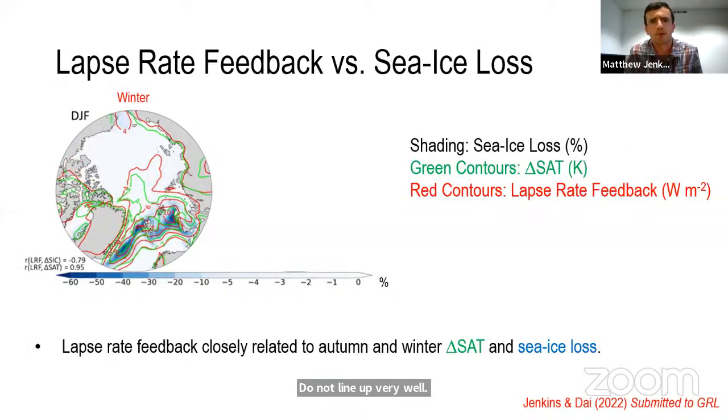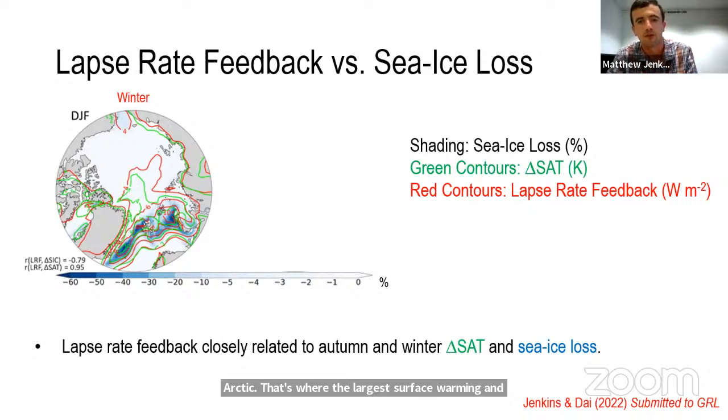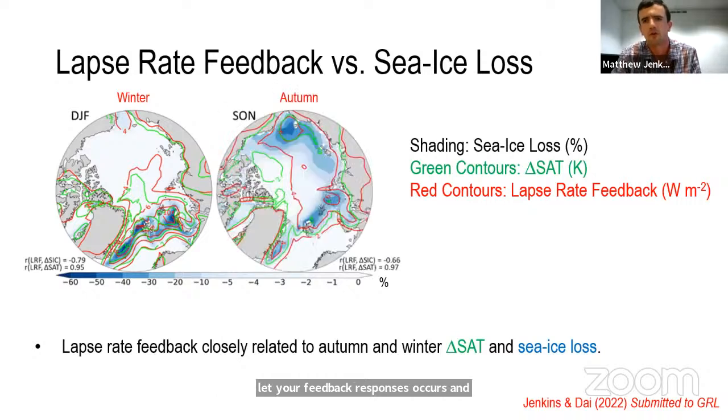But looking at a map of the lapse-rate feedback and the sea ice loss, where the shading in this figure is the sea ice loss, the green contours are the surface warming, and the red contours are the lapse-rate feedback, we can see that where there's large sea ice loss along the Atlantic sector in the Arctic, that's where the largest surface warming and lapse-rate feedback response occurs. And we also get a similar relationship in autumn. So we can see that there's more extensive sea ice loss in the Pacific sector in autumn. There's also large surface warming and lapse-rate feedback in those regions.